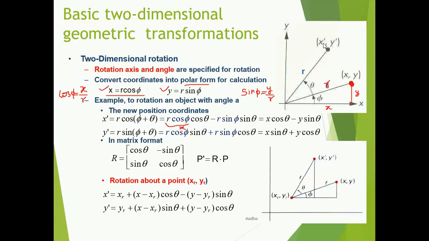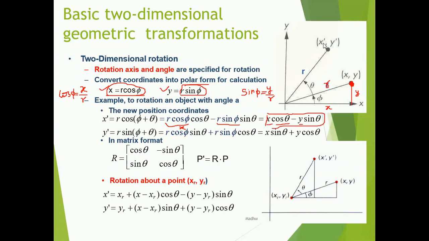It is x from the above equation. That same equation says that r cos phi is equal to x. So that's why I replace r cos phi with x here, and I write cos theta, minus, what is r sin phi? r sin phi is equal to y. So that's why I write minus y sin theta. So this is our final equation for x dash, the new x dash position.